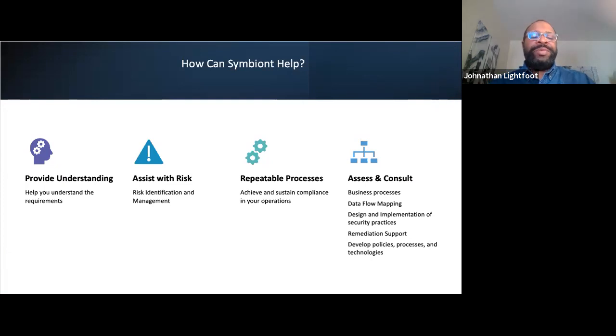So how can Symbiont help? Provide understanding. NIST 800-171, there's a lot to it. I've seen out on the internet, there are these Excel spreadsheets or these checklists, right? They have all these lines in there, like, oh yeah, did you do this? Check. Well, 800-171 is a bit deeper than that, right?